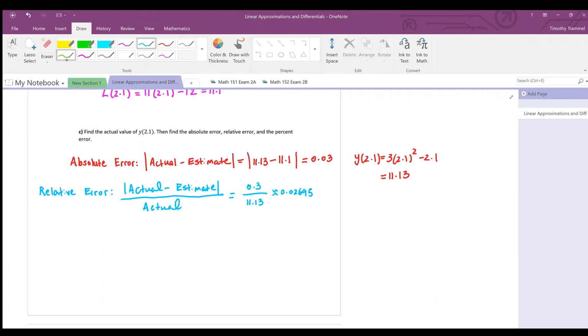And then lastly, we have our percent error. And so this one here is just your relative error times 100. And so for us, that just comes out to be approximately 2.695.